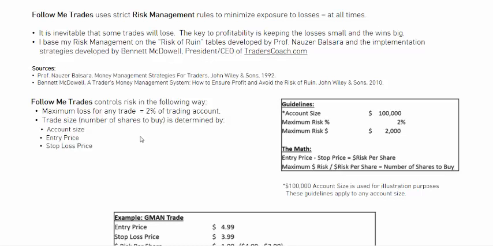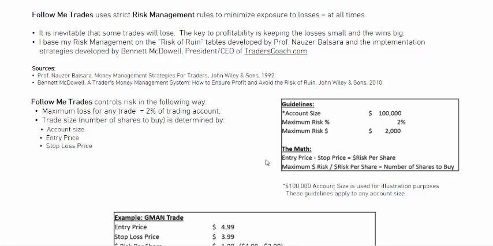The basic thing we do is we're only willing to lose 2% of our trading account on any given trade, and we let that determine how many shares we buy. So here's an example. If our account size is $100,000, then the maximum risk we're willing to take on any trade is 2%, or $2,000. We're only willing to lose $2,000 on any given trade.